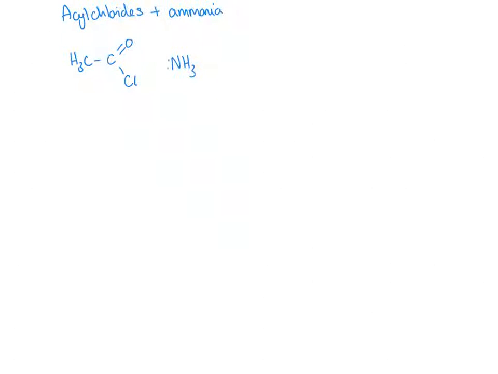This time we're going to look at how acyl chlorides react with ammonia. Again, you might want to start with your partial charges just to remind yourself what's going to happen. So the pair of electrons on the nitrogen are going to be attracted to the partially positive carbon. At the same time, the electrons in the double bond are going to move off onto oxygen.